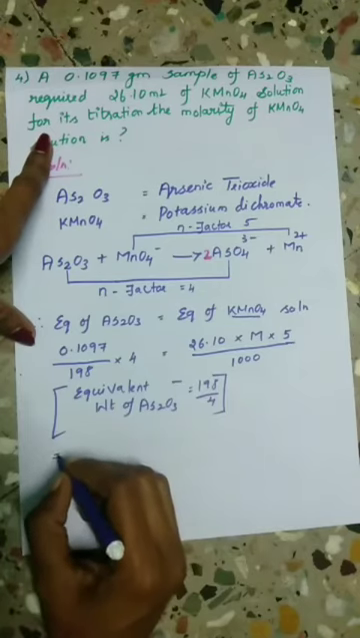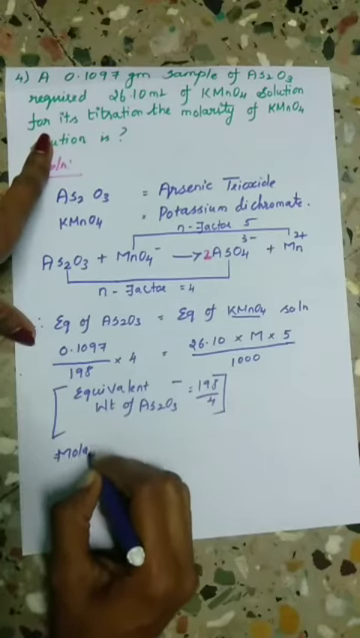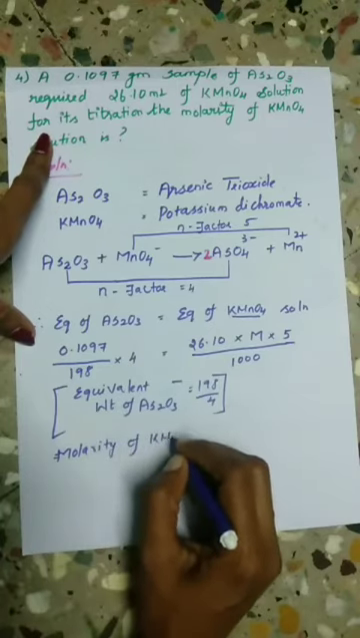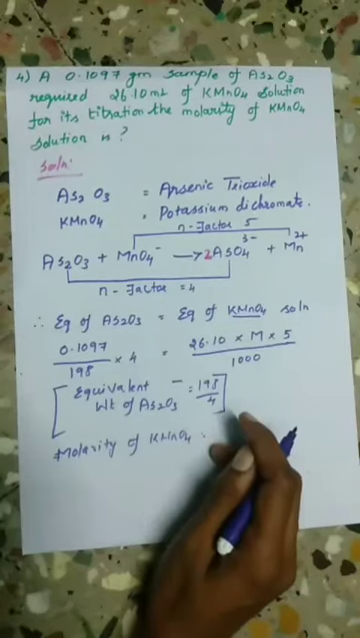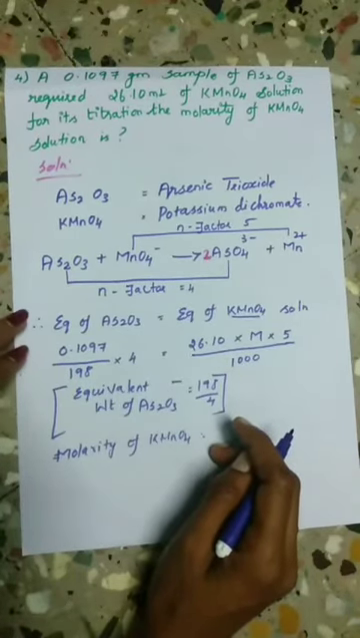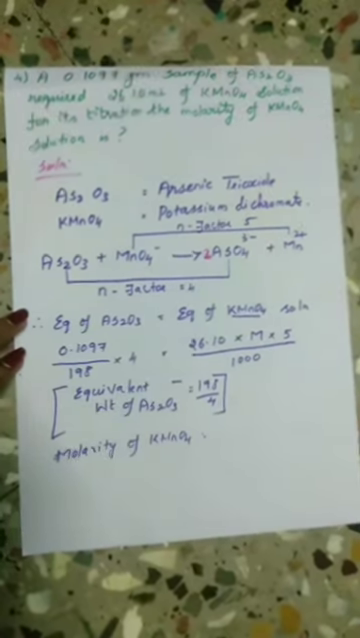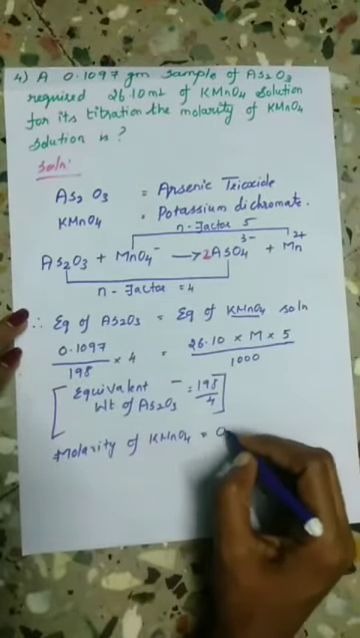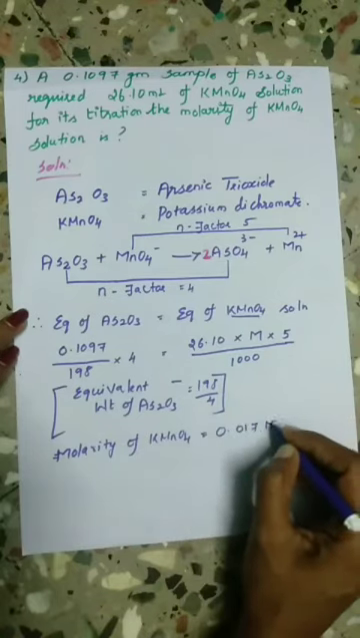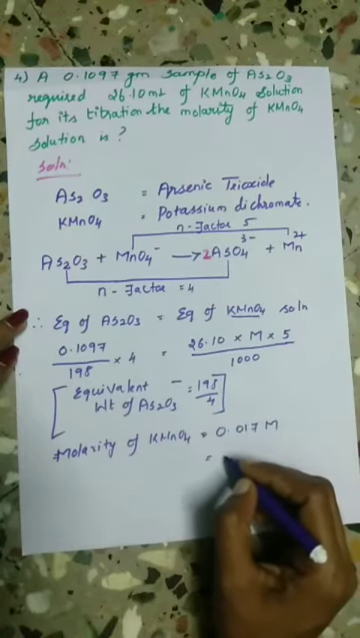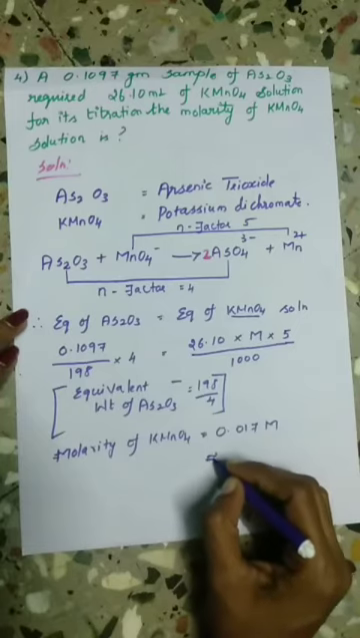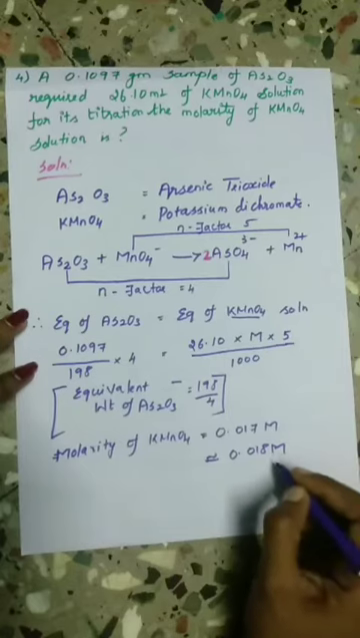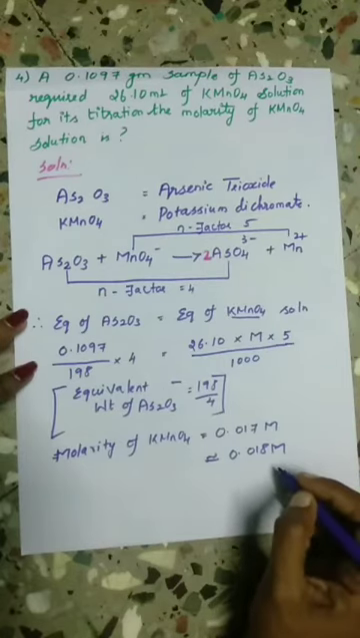Okay, so the molarity of the KMnO4 solution is, when we divide, we get the answer 0.017 M. When we round off, the answer is 0.018 M. The molarity symbol is capital M, and molality is small m.